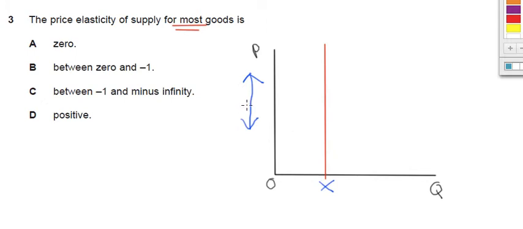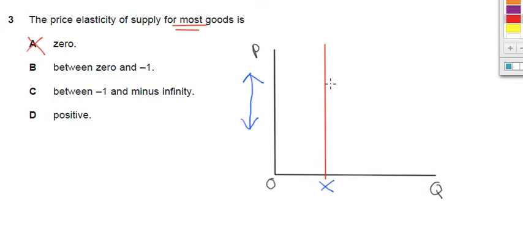Back to the question, do most goods look like this? And of course the answer is no. Most goods do not look like that at all. Most goods can change the quantity supplied relative to a change in price. Okay, next option, between 0 and -1. Okay, so we've dealt with 0, but what does it mean by -1?